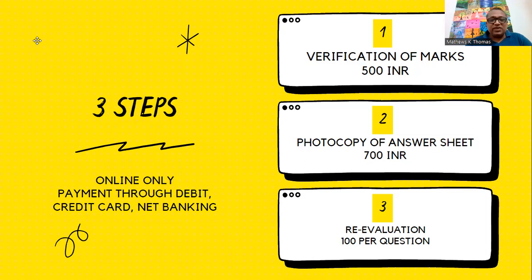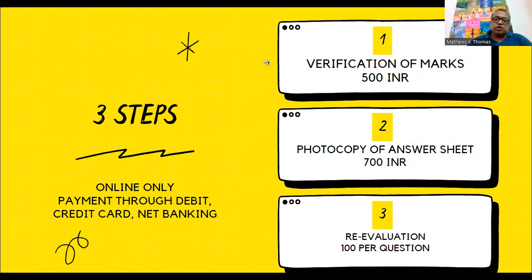However, if you find that even after verification of marks, you are still not given the marks that you were expecting, then you can demand the photocopy of your answer sheet. Now, you cannot directly ask for the photocopy of the answer sheet; you need to first go through the verification. For the photocopy, they are asking for 700 rupees. So you need to pay 500 initially for the verification. The second step, you have to ask for the photocopy of the answer sheet, which is going to cost you 700 rupees.